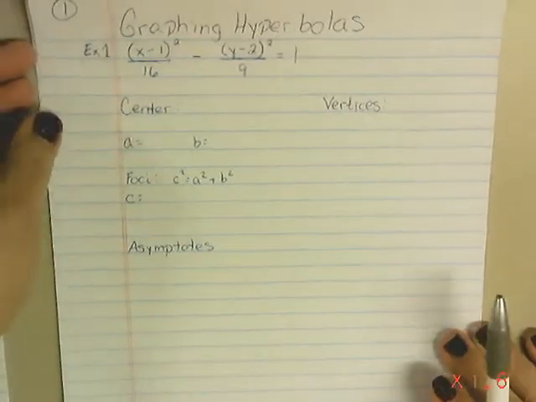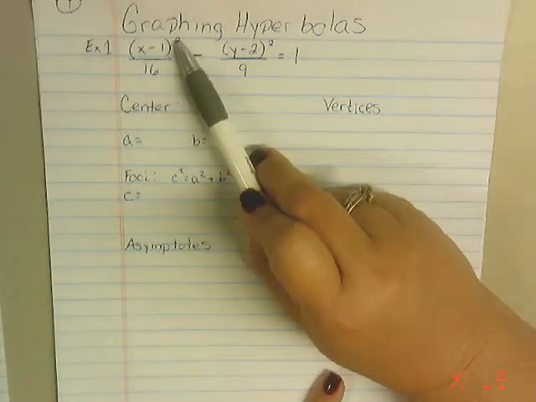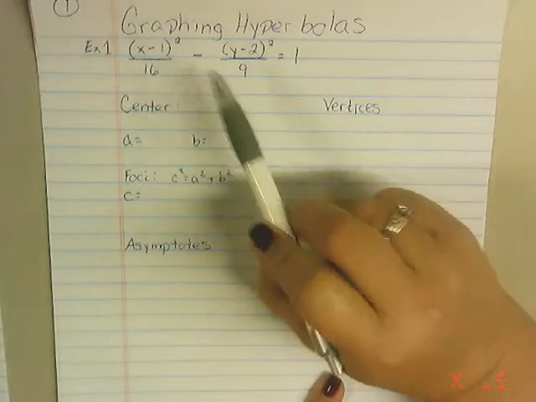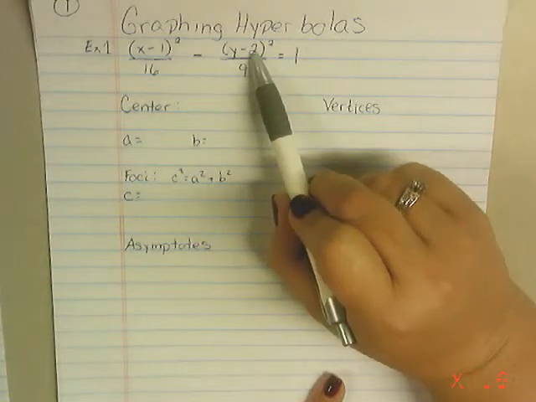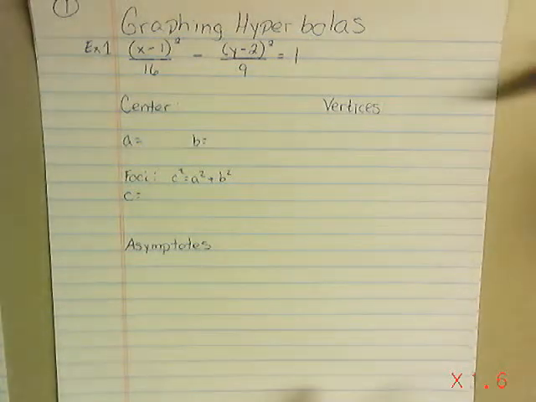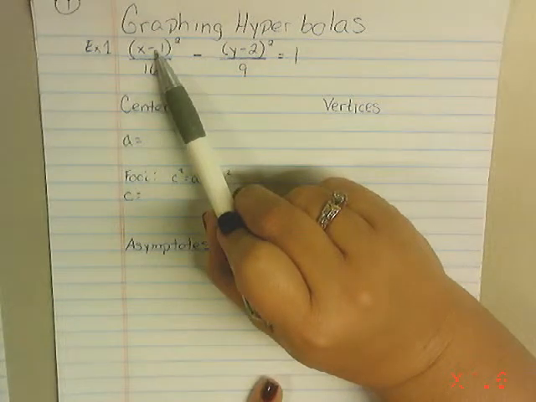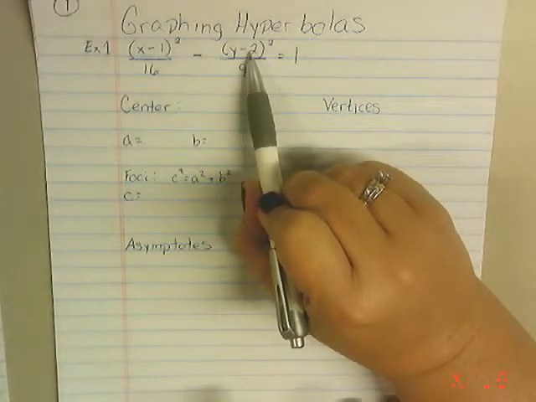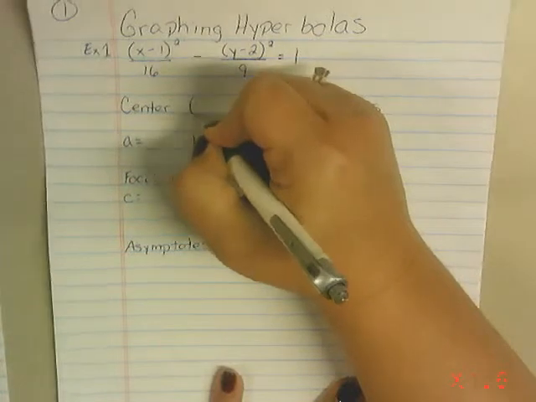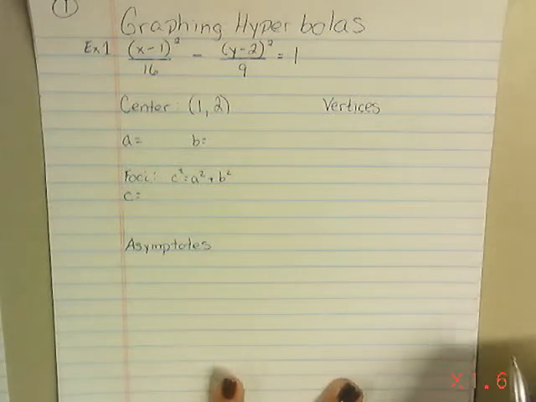So example 1. We have (x minus 1) squared over 16 minus (y minus 2) squared over 9 equals 1. So we're going to find the center the exact same way that we did with ellipses. You find your x coordinate and your y coordinate, and remember we have to do the opposite again. So our center for this hyperbola is going to be (1, 2).